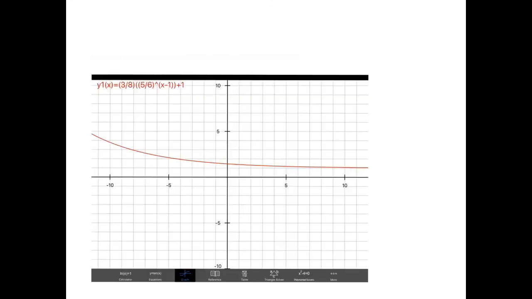So here's what your graph looks like. Now notice all these fractions, especially this fraction here, make the graph kind of flatten out. Okay? But again, we have a boundary here at 1 and everything above that. So my domain is all real numbers. My range is y greater than 1. How many had that? Okay. And that's all 7-1 is.